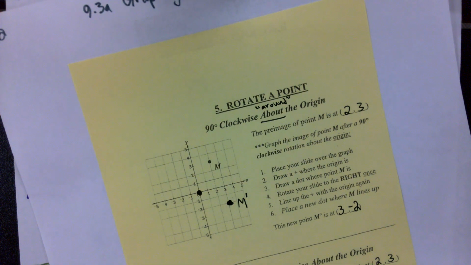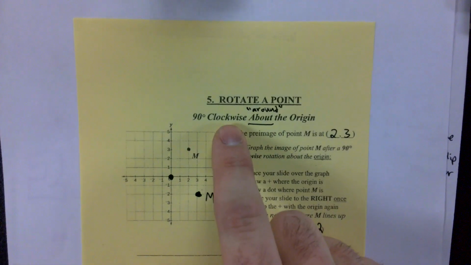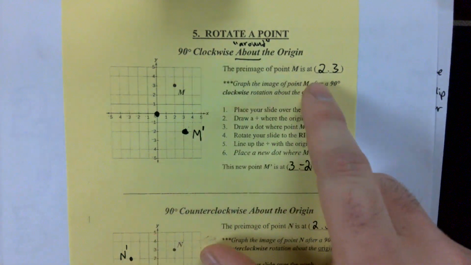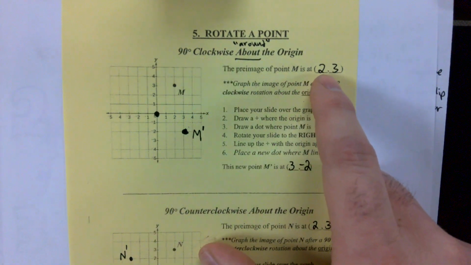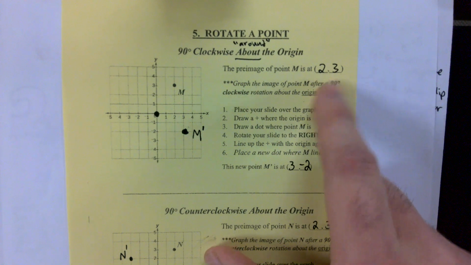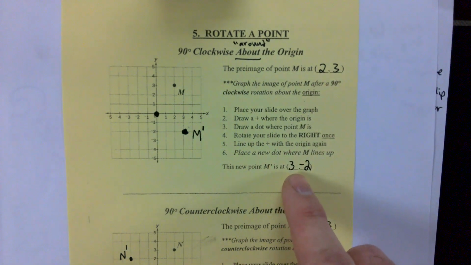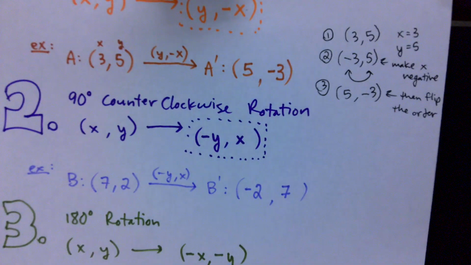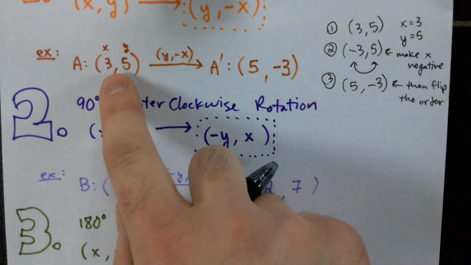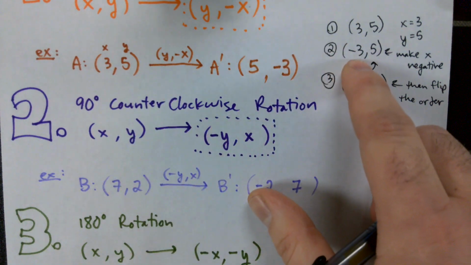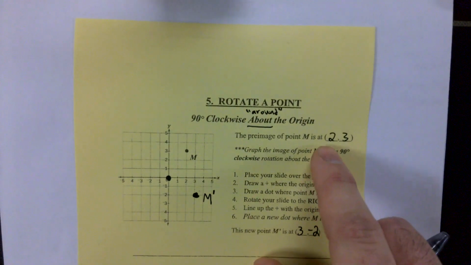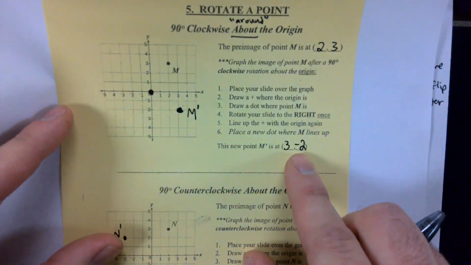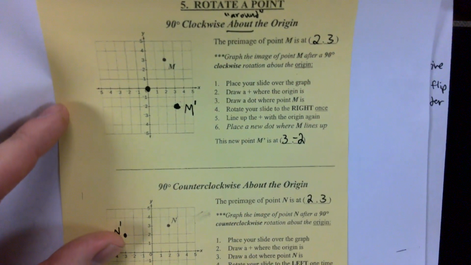On note sheet number 5, we had a 90-degree clockwise rotation here at the very top of note sheet 5. We started out at 2 comma 3, and we ended at 3 comma negative 2. So in the same way, with example 1 here, we made our X value negative, we made 2 negative, and then we brought that negative 2 to the back and switched it with 3.